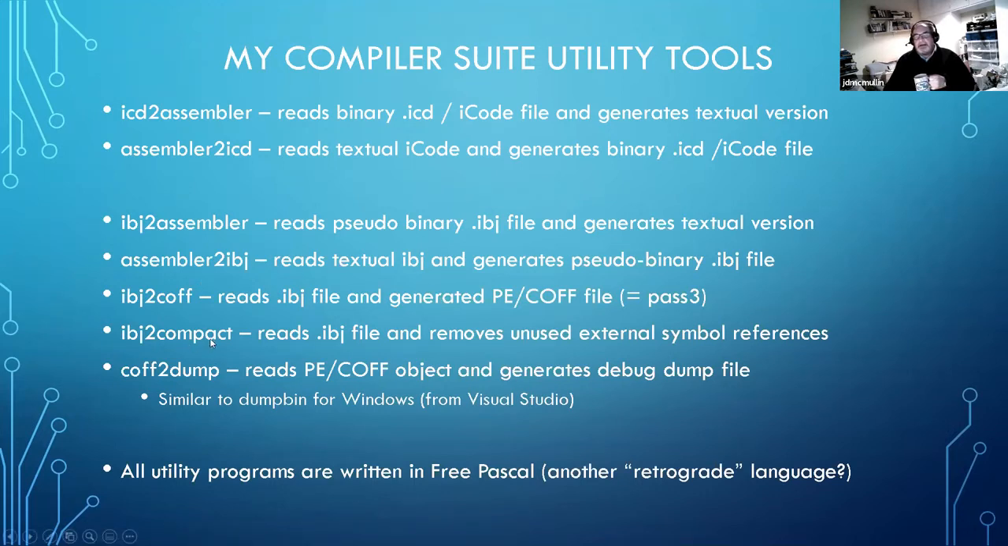Or IBJ to compact: basically the IBJ file contains some stuff which doesn't need to be there, like some unused external symbol references. So it will remove those, and also duplicates of references, and references to lines which are not there. Also COF to dump, which reads the PE COF object file and generates a debug dump file. It's similar to dumpbin that you get from Windows. As I say, all of these are written in Free Pascal, which is another retrograde language if you want.